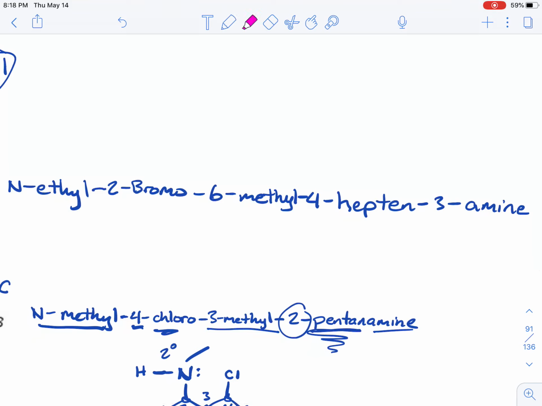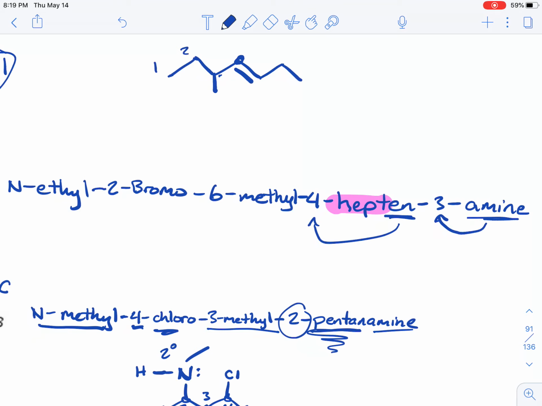And so once again, if I were to try to draw this name, I'm going to focus on my parent, my longest carbon chain, which is hept. And so this is going to be a 7-carbon chain. So it's 1, 2, 3, 4, 5, 6, 7. And it looks like I have a double bond on carbon 4. So 1, 2, 3, 4. So there's my double bond. And it looks like I have an amine on carbon 3. So 1, 2, 3. So I'm going from left to right, by the way.